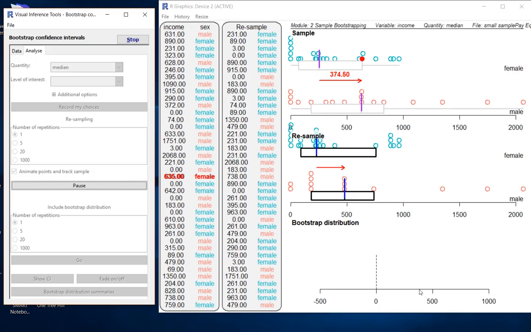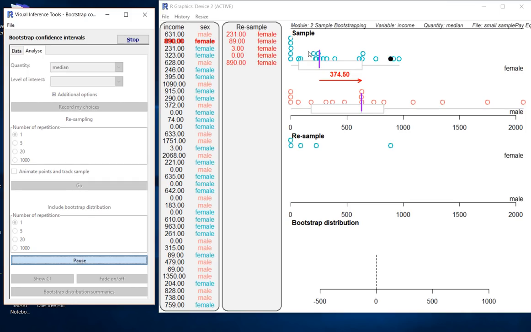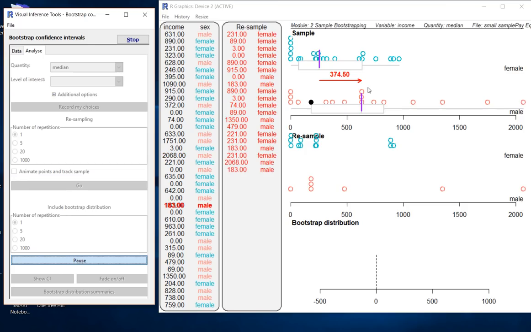Okay, it's really slow. I'm actually going to stop it. I'll let you play around with this a bit. So if I go down onto this next part, include bootstrap distribution, I'm going to click on go. So you can see the sample being selected and where that's coming from. Remember, some of these data points might be selected once or more than once.